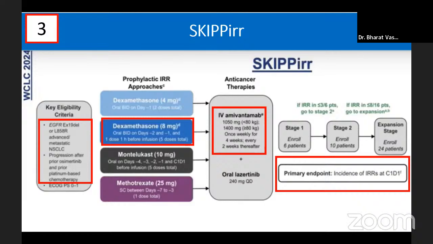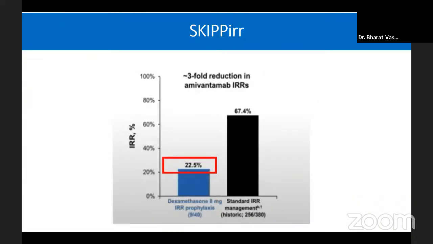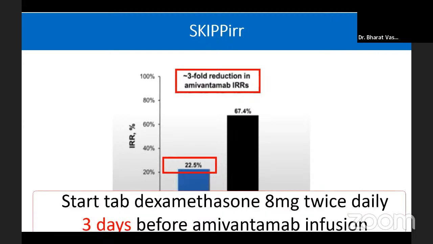So what they observed, to cut the story short, is one third of the adverse events when you give dexamethasone 8 mg on day 2, day 1, and 1 hour before you start amivantamab. So probably what we learned is you can treat it better when you start pre-dexamethasone for 3 days.